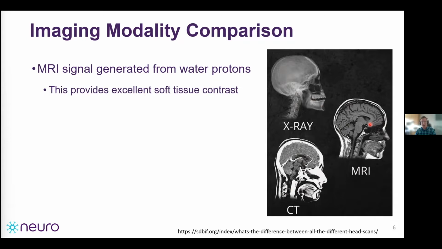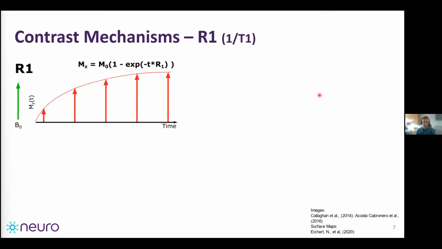An additional benefit with MRI is we can generate contrast in a few different ways. I'm going to give a brief overview of 2 mechanisms that pertain to the work that I'll share today, but note there's several others that are used.